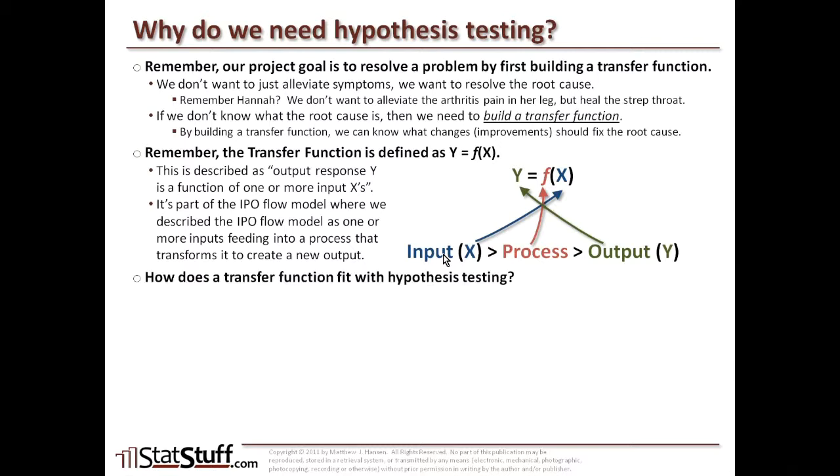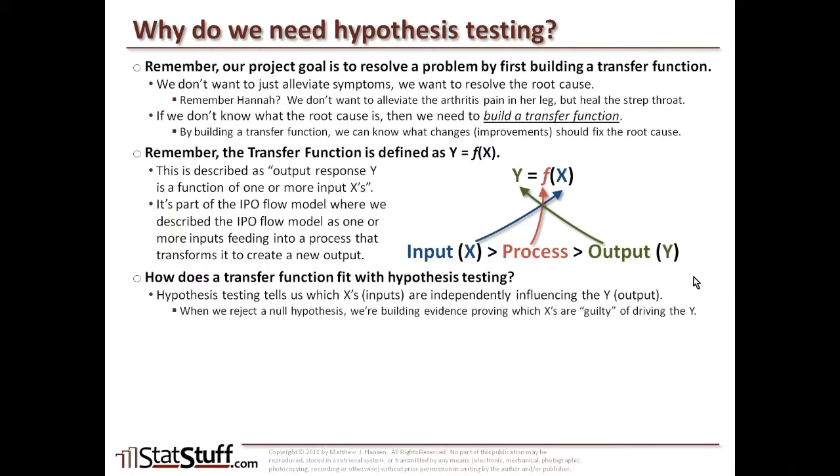Now, how does this transfer function fit with hypothesis testing? Well, hypothesis testing tells us which of those x's, which of those inputs that we're looking at, are independently influencing the y, the output metric. When we reject a null hypothesis, we're building evidence proving which x's are guilty of driving the y.